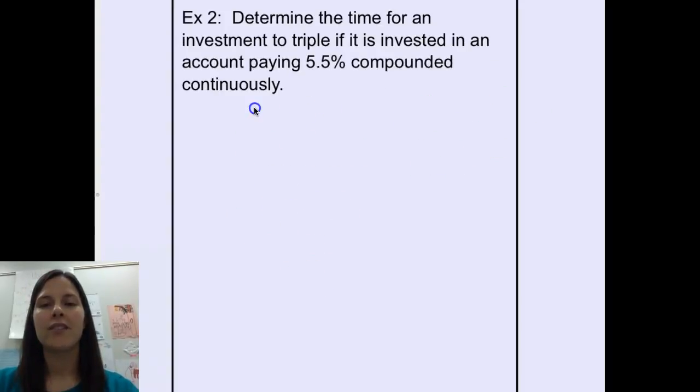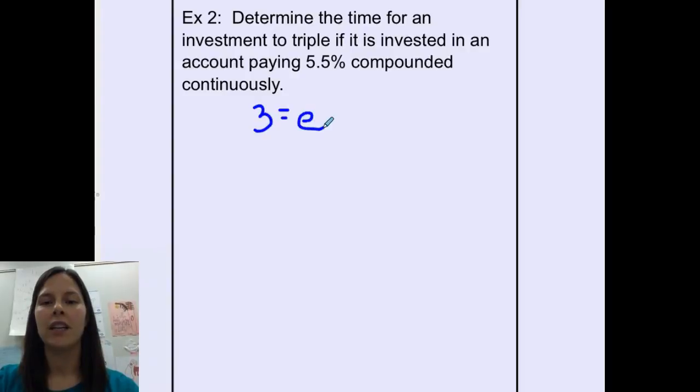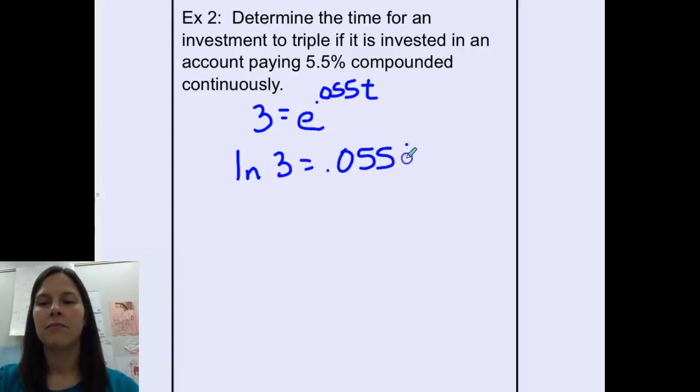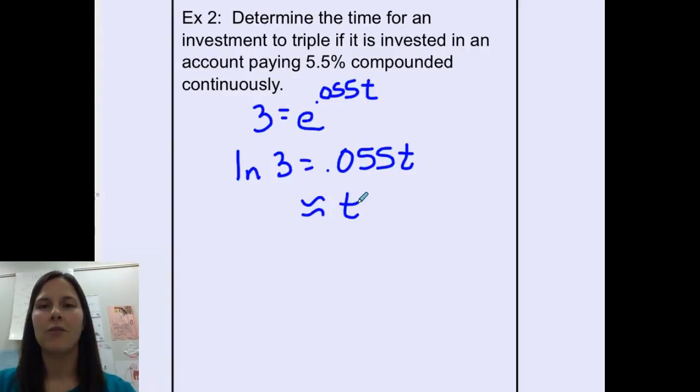Now we're looking at our investment tripling, so we will have 3 times the amount of money that we started with. It's the continuous formula, so we have e^(rt). This time we know our rate was 5.5% converted to a decimal, and our question is, how long will that take? Taking the natural log of both sides to cancel that e, and dividing both sides by 0.055. We get nearly 20 years.